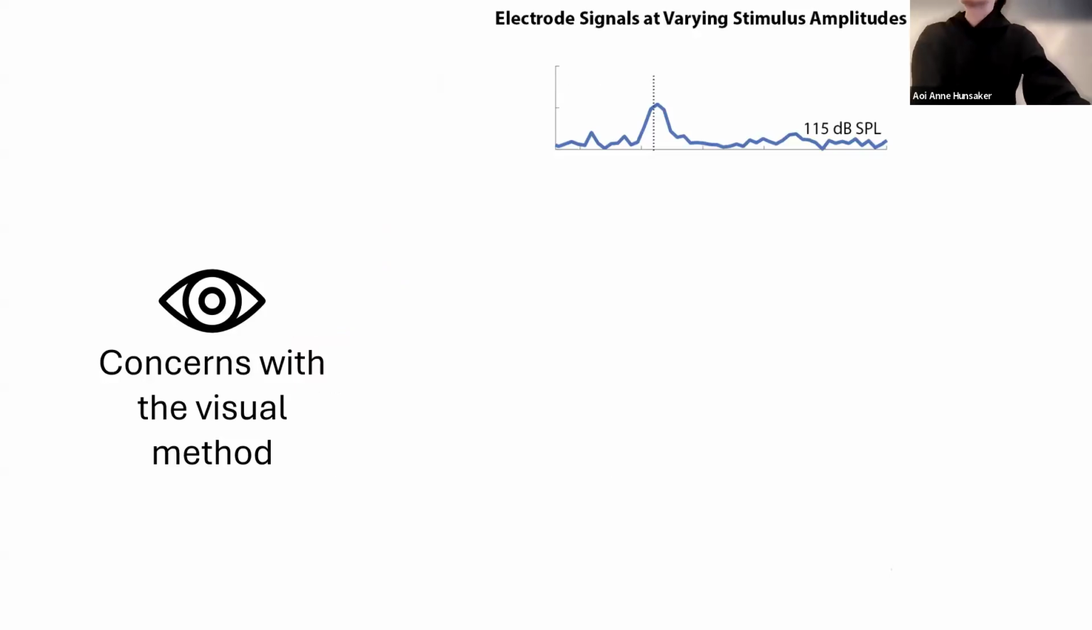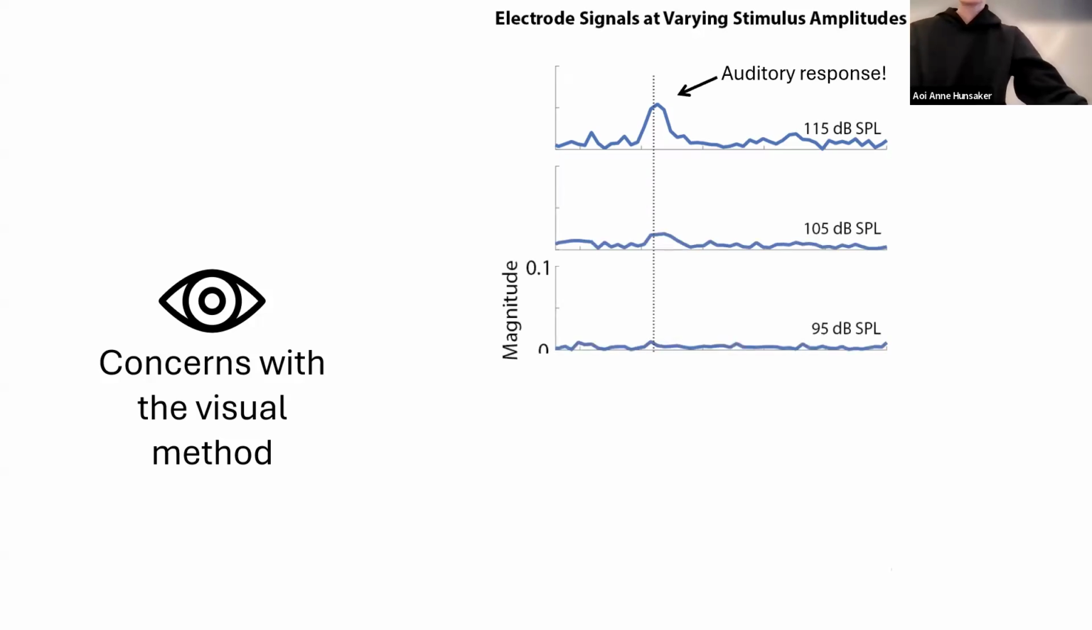So to demonstrate our concern with this, I'll show an example. This plot to the right is showing the frequency components of a brain response here, and higher values on the Y means more energy at that specific frequency. Here we see a strong peak at the expected auditory response frequency band at the stimulus amplitude. So it'd be reasonable to say that the subject detected the sound.